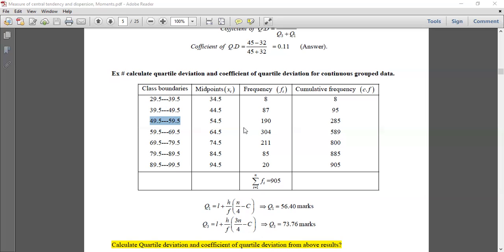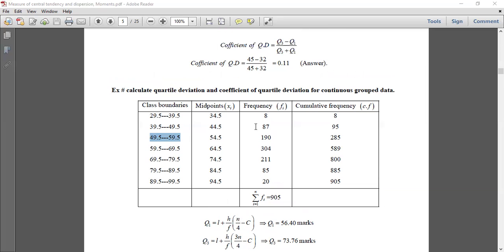Then the F minus C, that is given as C. The value of C will be the total, the total value that is lying. The frequency, that is 190. The F will be 190. So I hope we are getting all the values.